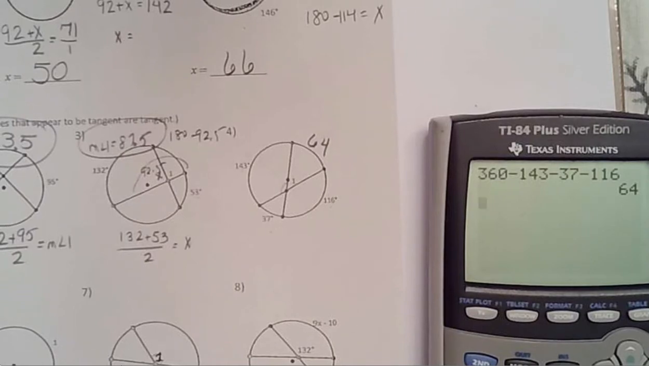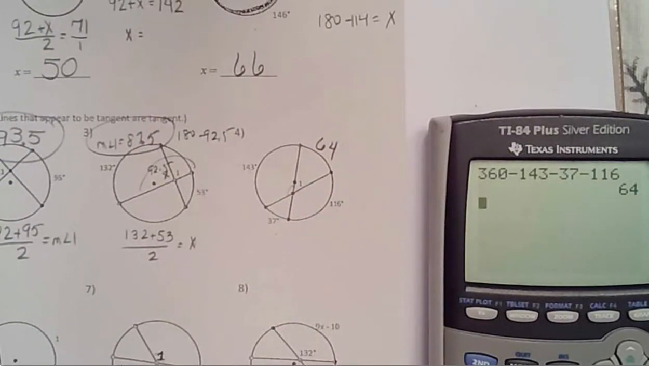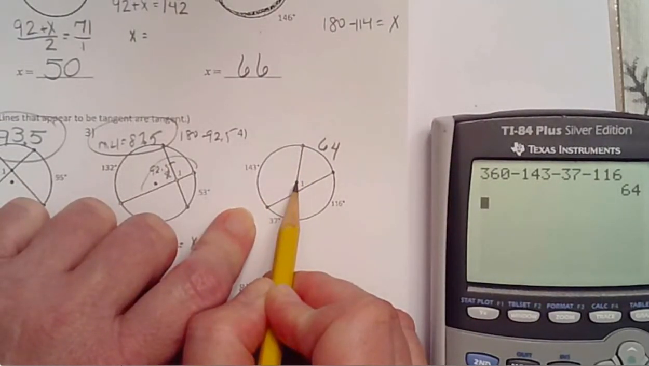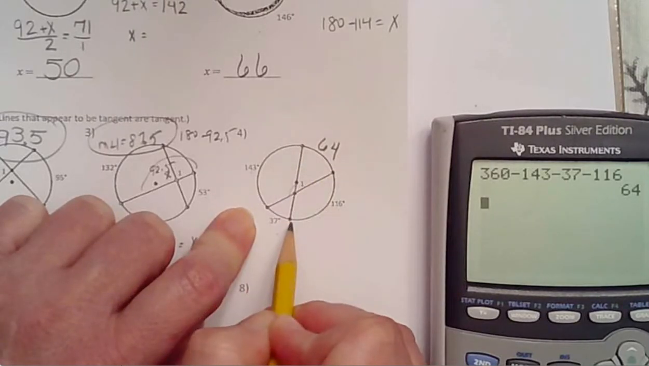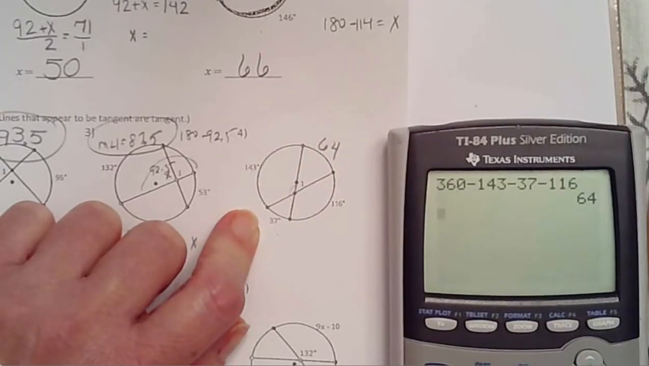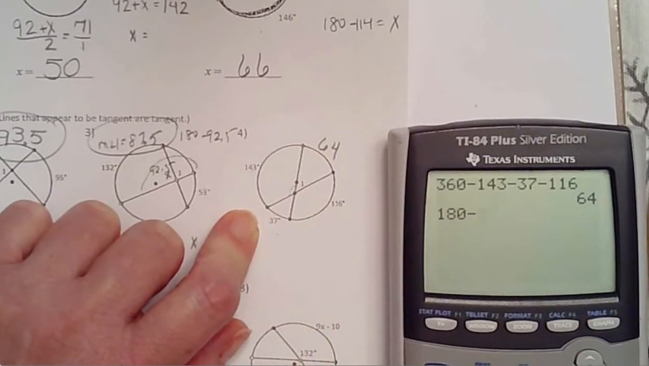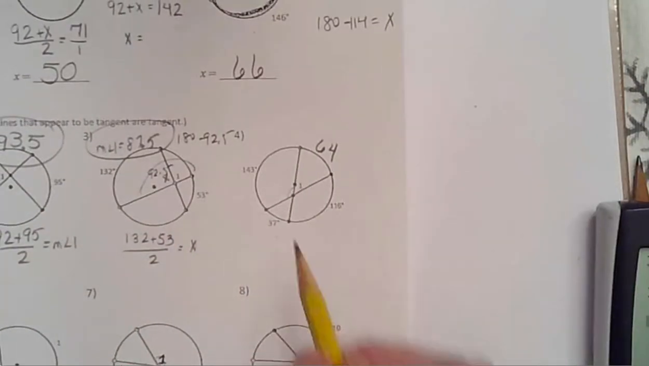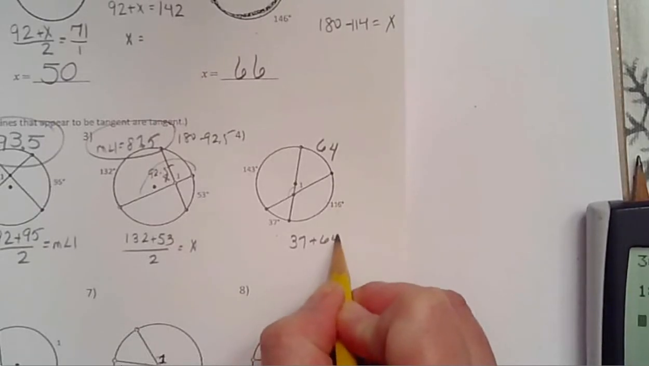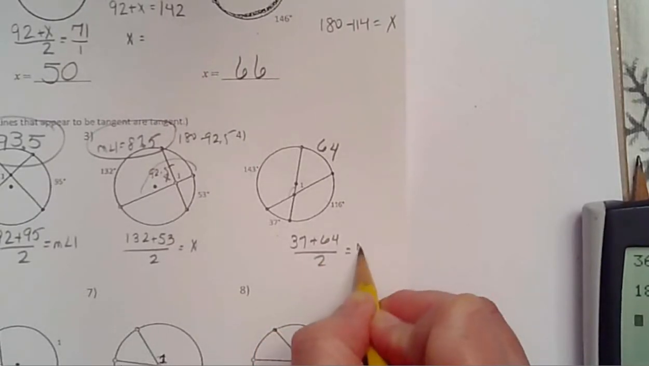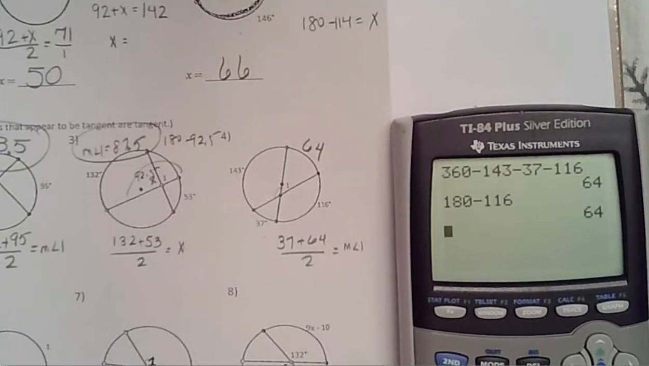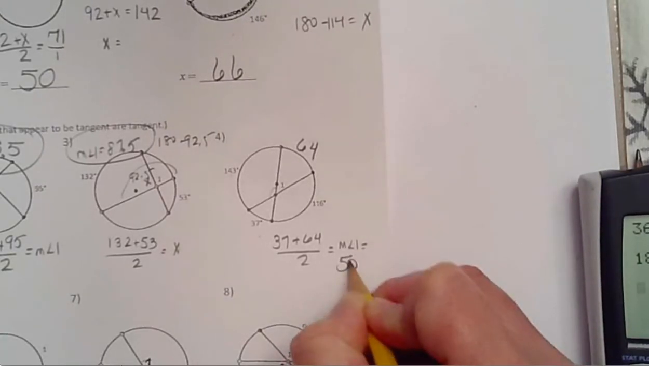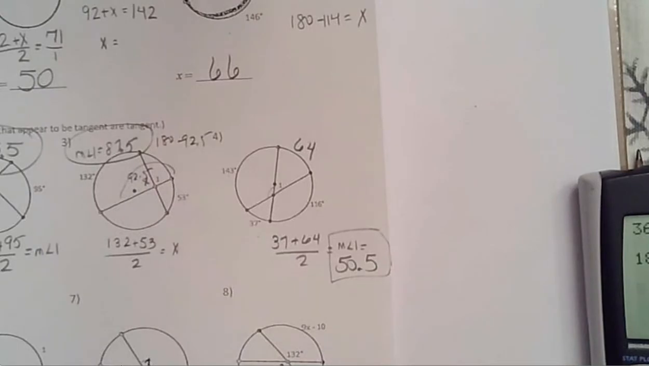The other thing we could have done was recognize diameters. If you see a diameter, jump on it. This is a diameter. I can tell it goes through the center. So this is 180 degrees. It's a semicircle, and I could have done 180 minus this 116, and that's another way I could have gotten that 64. At this point, once you have it, arc plus arc, 37 plus 64 divided by 2 is equal to the measure of angle 1. I'm going to just jump to the chase, it is equal to 50.5.